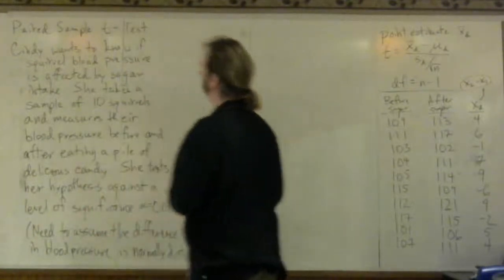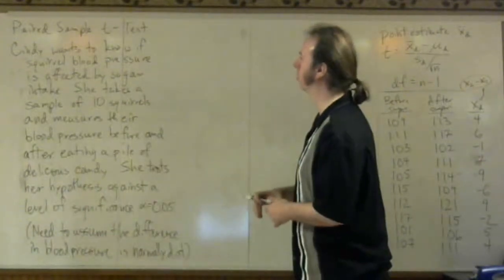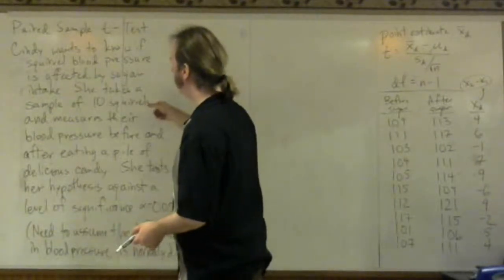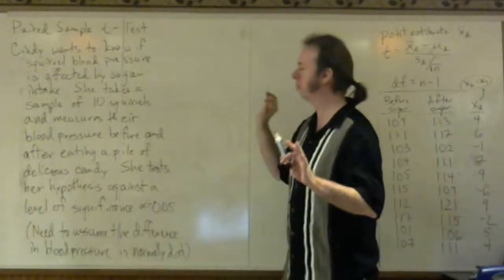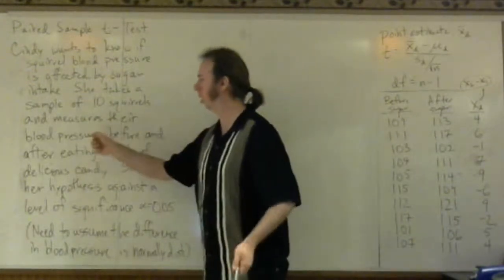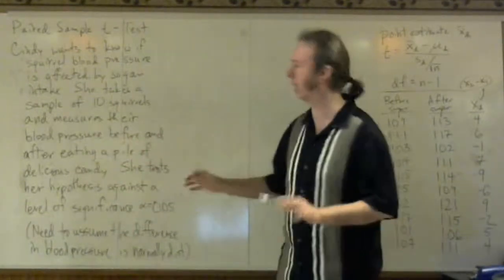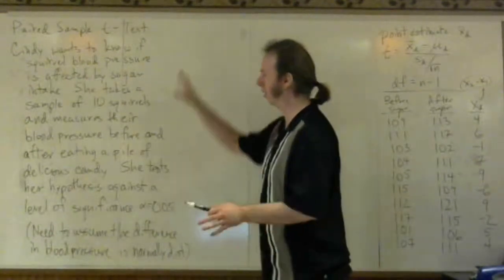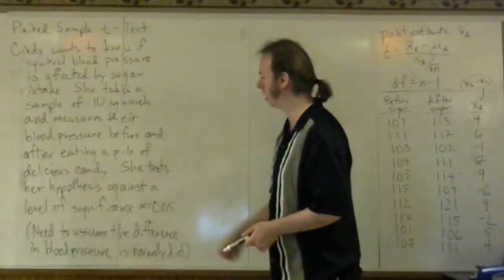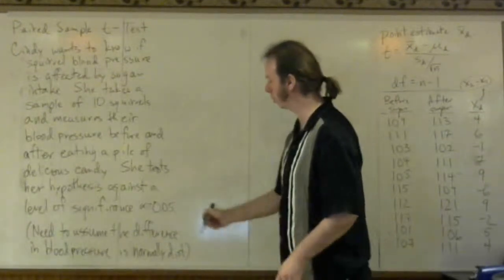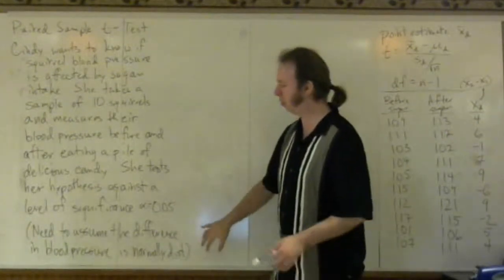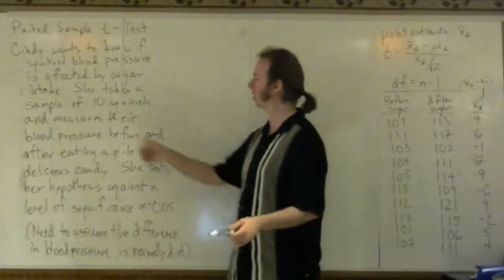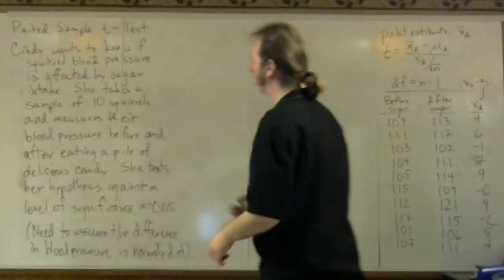For this situation, we have somebody who's wondering if squirrel blood pressure is affected by sugar intake. So she gets 10 squirrels. She's got this big pile of candy, and she measures their blood pressure before and after eating this candy. Then she's testing this hypothesis against the significance of alpha equals 0.05. Here we need to assume that this difference in blood pressure is normally distributed because our sample size is less than 30.